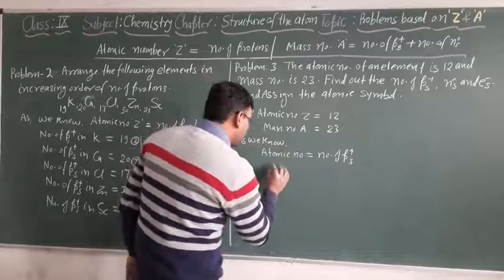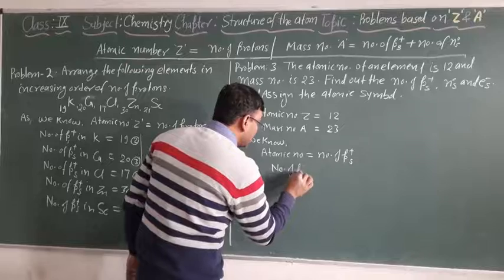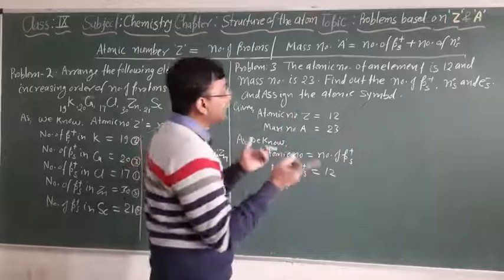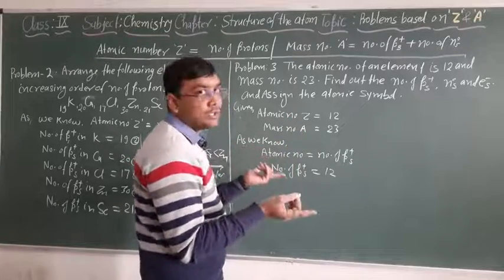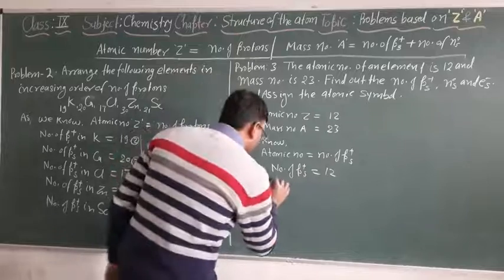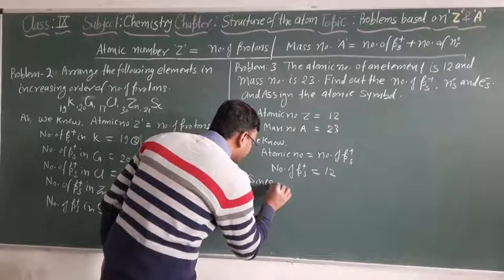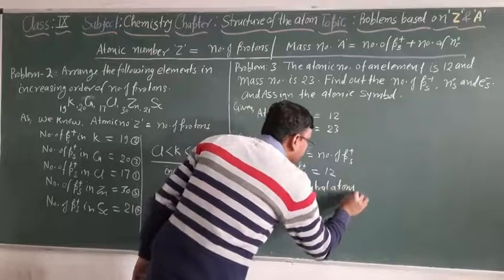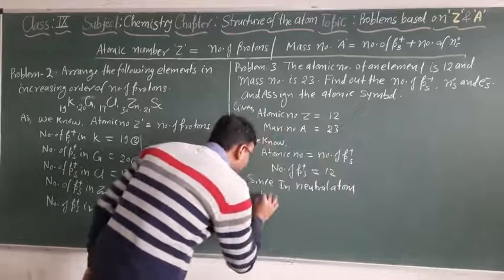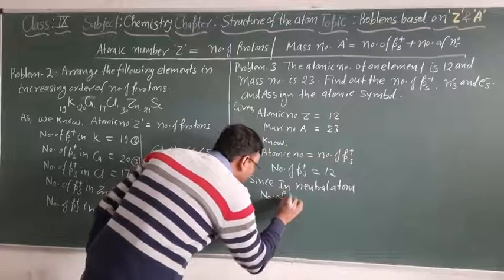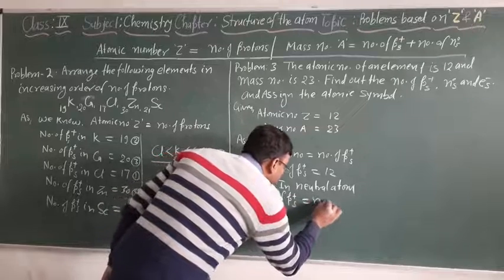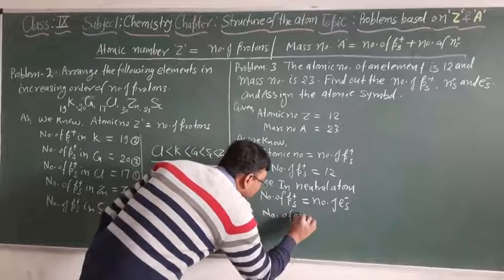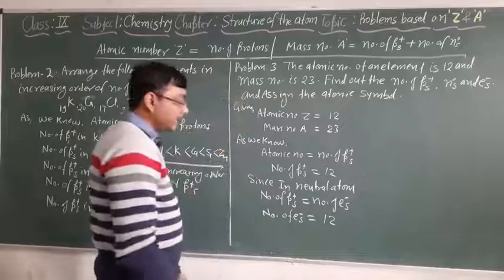So atomic number 12, then number of protons will be equal to 12. Clear? Since it is a neutral atom, other information not given, so we will consider it is a neutral atom. So since in neutral atom, number of protons is equal to number of electrons, so number of electrons will equal to 12. Clear?